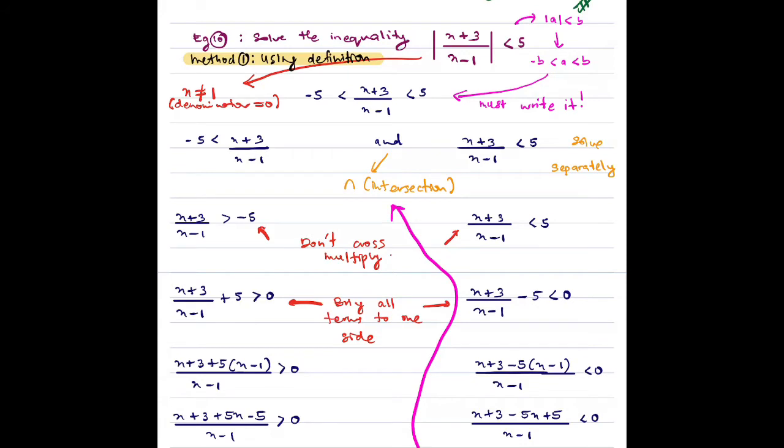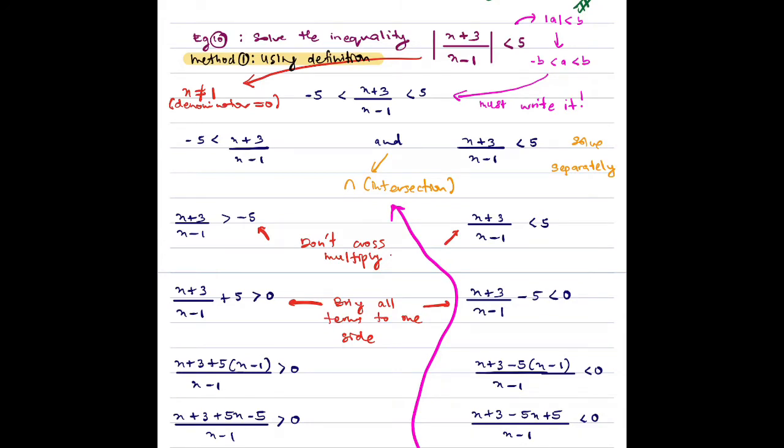Next is a question consisting of modulus and also rational. To solve an inequality that includes absolute values, we must make sure that one side is the absolute value only, and the other side is another number. Then you can use the property: modulus of a less than b means a is between negative b and b.